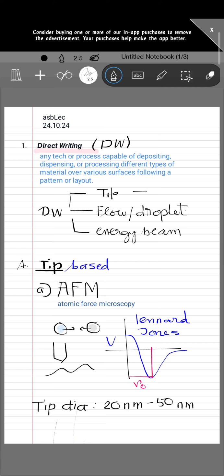The first one is tip based or probe based, and the other two are flow based and droplet based. We'll discuss the first one here. In tip based, the first technique, mostly used for lithography, is atomic force microscopy. Although this is a microscopic technique, it is based upon the potential difference that arises when the tip or the probe approaches the sample surface.